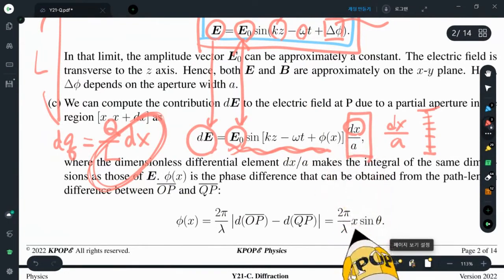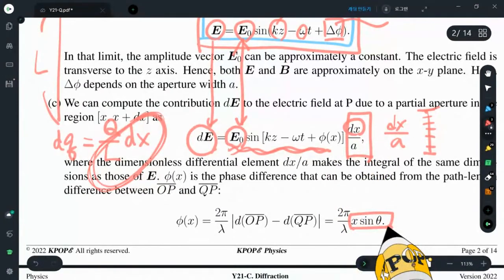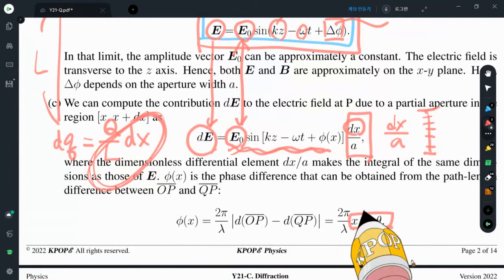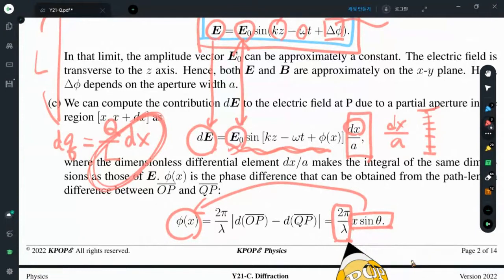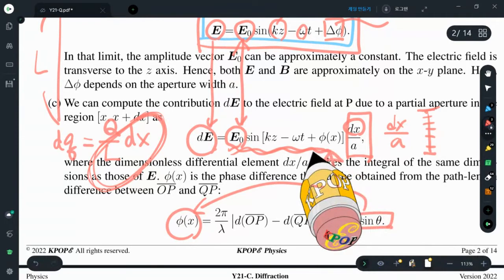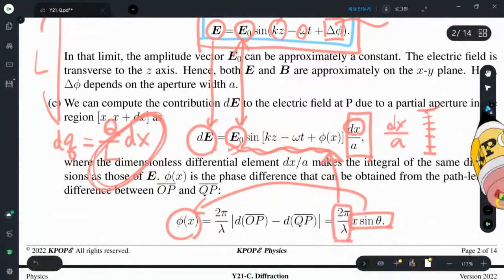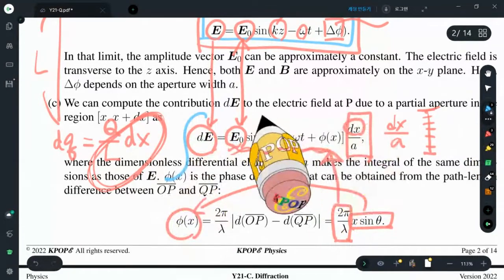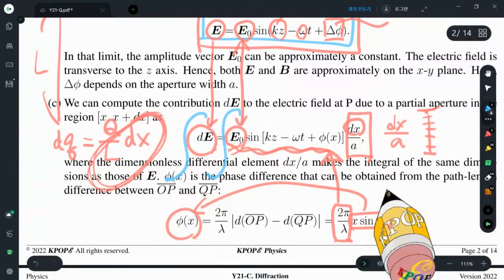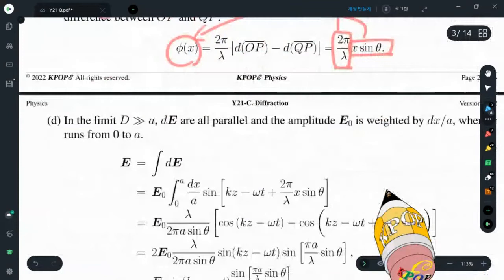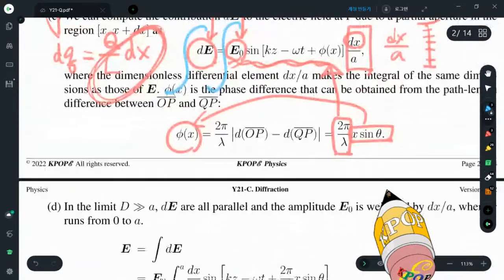And as I told you, the path length difference is a sine theta. And we'd like to replace this one as a phase. Then what we have to do is multiply 2 pi over lambda. And this one should be substituted in here. And what we want to do is to carry out the definite integral to find the final contribution. Now everything is all set.